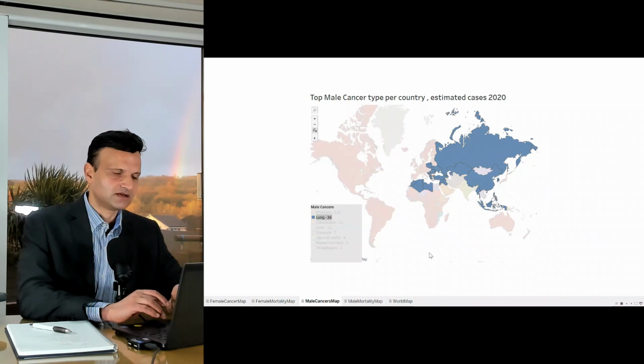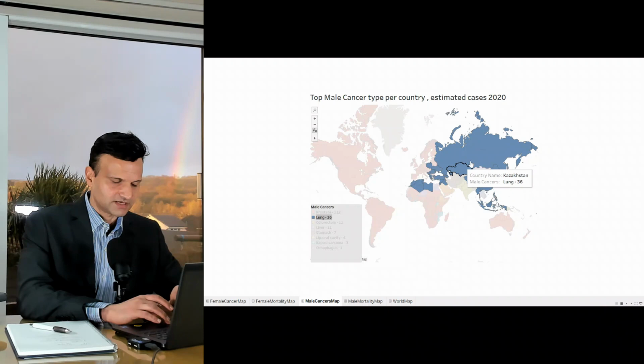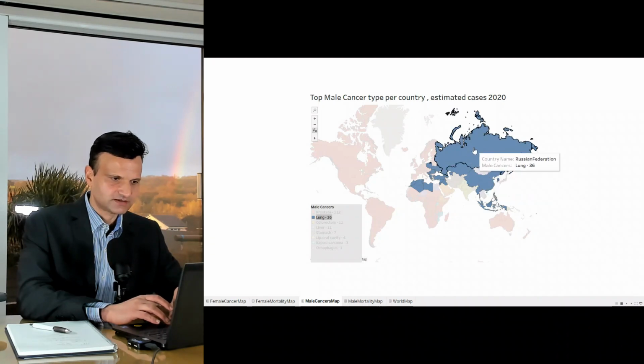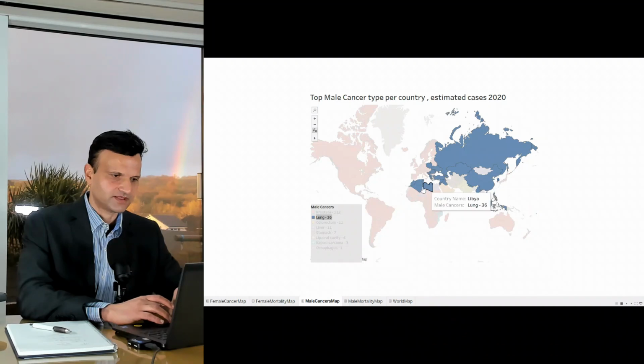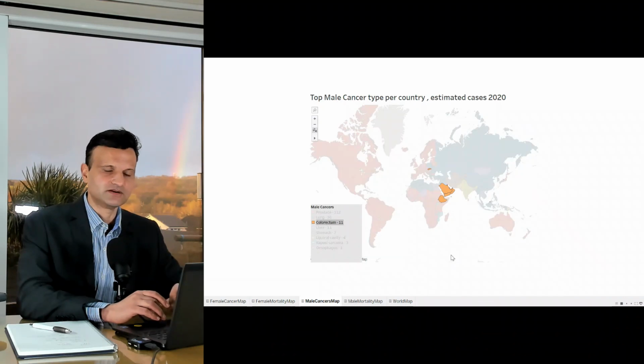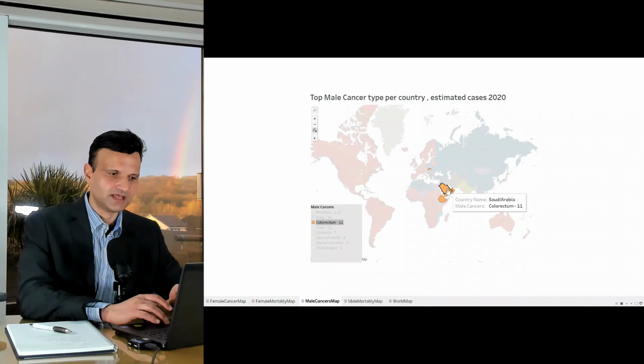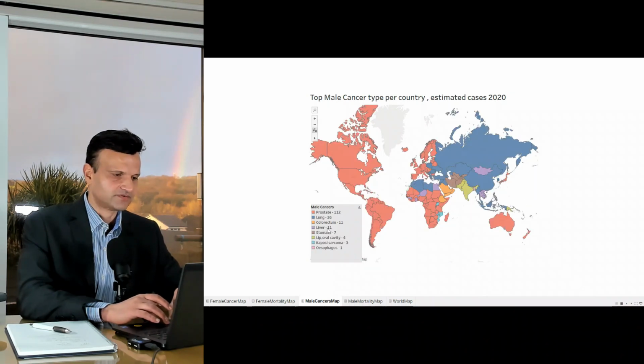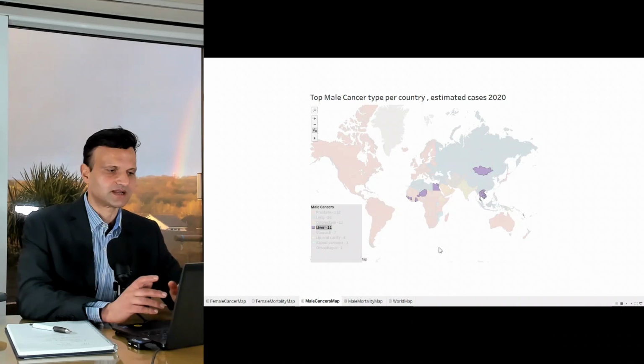Then the second on the list is lung cancer, which is the top in the majority of the Asian countries, Russia and down to China. After that, some of the North African countries are also lung cancer. Number 3 on the list is colorectal cancer, which is mainly in the Middle East and some African countries. After colorectal is liver cancer again.